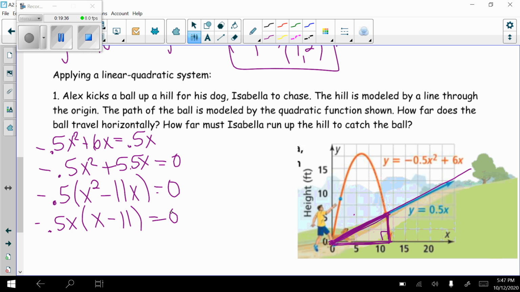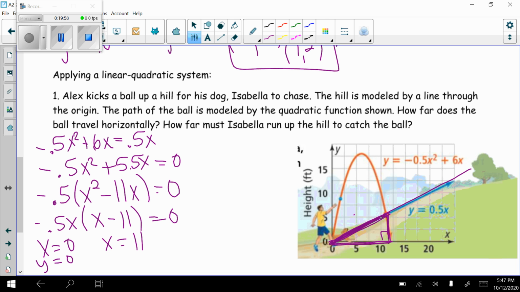So when I solve each of these, this one gets me x equals 0. This one gets me x equals 11. When x is equal to 0, y is equal to 0. Right, that's this point right here. I need to know what my y is when x is 11. So I want to come over here and plug that in.